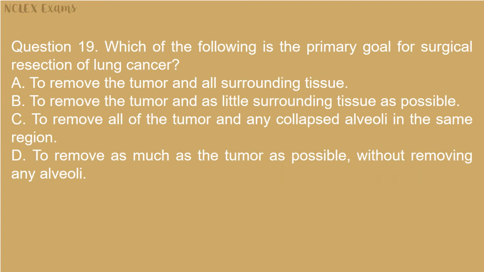Question 19. Which of the following is the primary goal for surgical resection of lung cancer? A. To remove the tumor and all surrounding tissue. B. To remove the tumor and as little surrounding tissue as possible. C. To remove all of the tumor and any collapsed alveoli in the same region. D. To remove as much of the tumor as possible, without removing any alveoli.